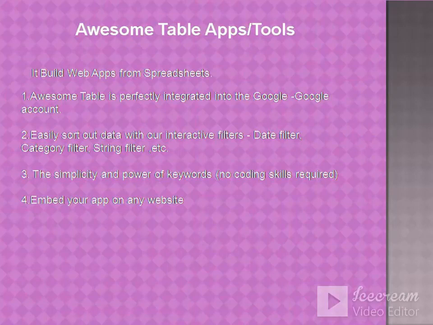Third, the simplicity and power of keywords. It does not require any coding. Fourth, embed your app on any website. An Awesome Table app can be embedded on any website like the classic or new Google Sites, Joomla, Weebly and many more. Just copy the embed code and paste it in your web page and then publish your page.